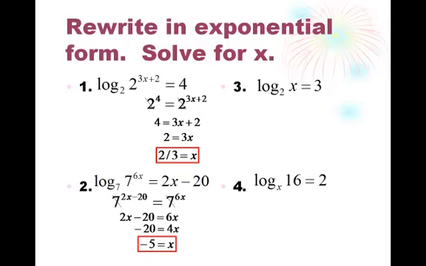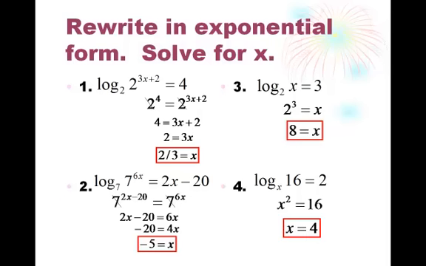On number 3, your base is 2. To rewrite this, we say 2 to the power of 3 equals x. And now we evaluate 2 to the power of 3, which is 8. So 8 equals x. On number 4, last one, your base is x, so x to the power of 2 equals 16. What number squared is 16? If you know that, then you're good to go. If not, you have to square root 16 in your calculator. x equals 4. Final answer.